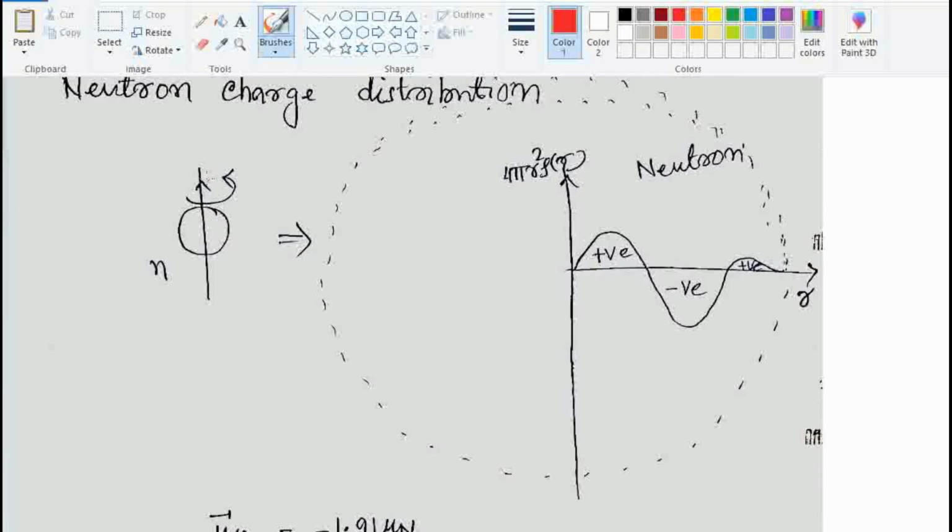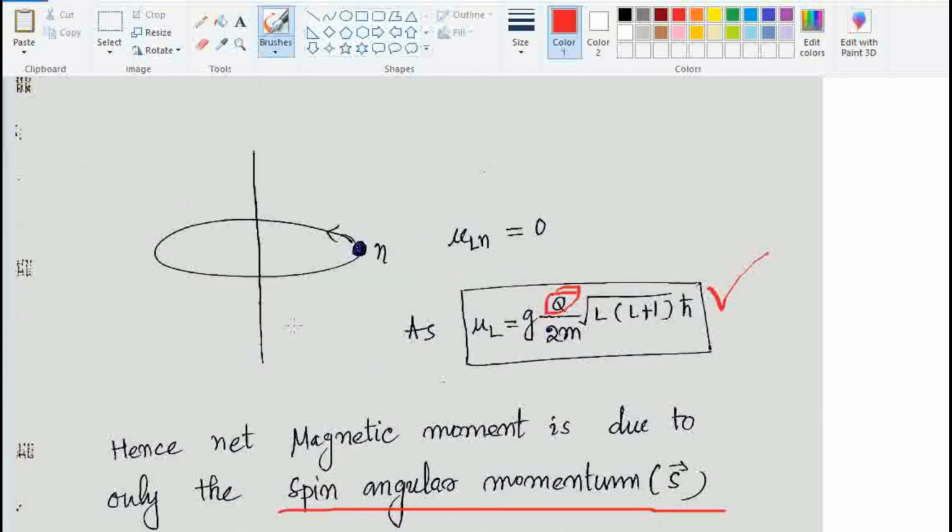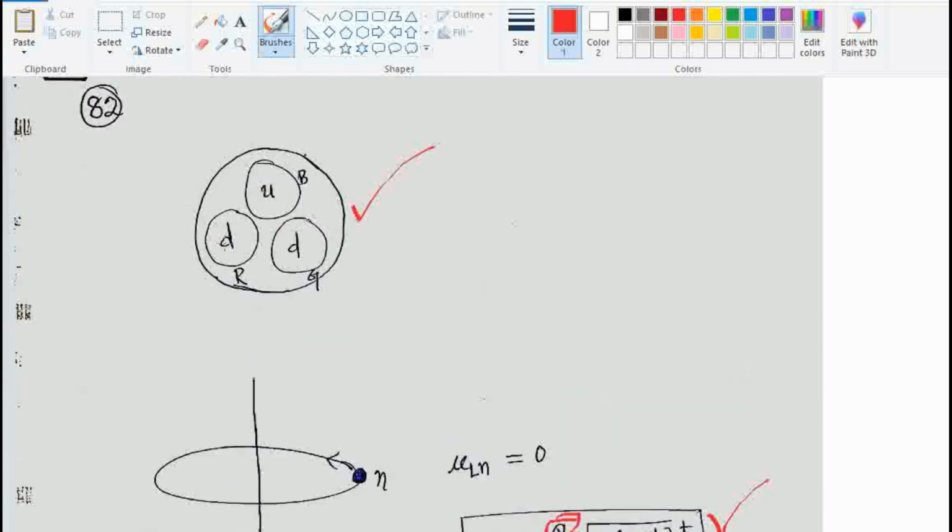Okay, now you see, let's suppose this is our neutron which is spinning about this axis. Okay, this is the axis. About this axis this neutron is spinning. Okay, now if you see the neutron's charge distribution, the neutron's charge distribution is this: 2 down quarks and an up quark.